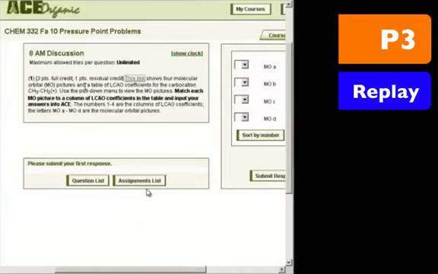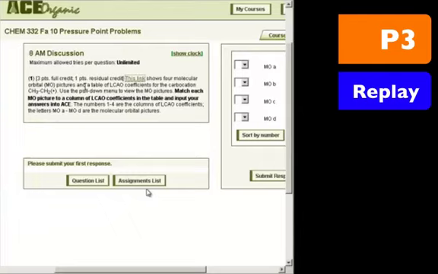Hey guys, so this is the first P3 replay. It is for lesson 2 POTDs and it's from the 8 a.m. discussion. In this particular problem, the idea was to match up columns in an eigenvector table with orbital shapes A, B, C, and D.